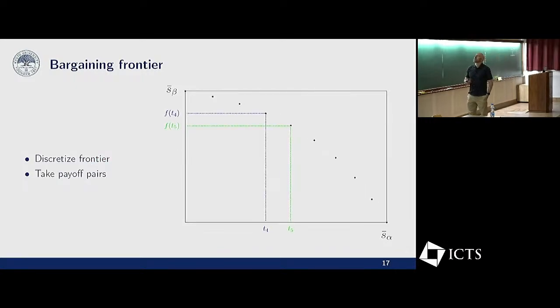So we're given a frontier like this, we're going to discretize it. So we're just taking points on the frontier, because I want to operate on a discrete space. That's just what I'm telling you. It's just what I want to do. So I discretize it, and then I've got points like T4, f of T4, T5, f of T5. I've discretized it, and I've taken these payoff pairs from the frontier.